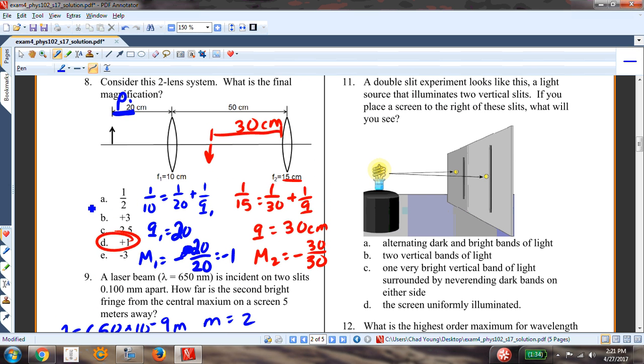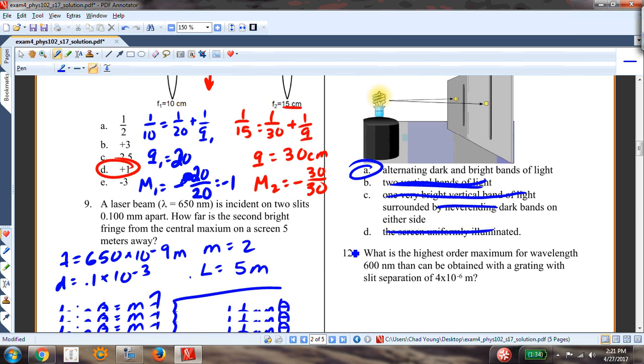Okay, I have a double slit experiment. Which of these scenarios will occur? Okay, it's not two vertical bands of light, though that seems like what it should be. It's not one very bright vertical band of light surrounded by never-ending dark bands on either side. They actually will come to an end, so we can get rid of that. And it's definitely not going to be the screen uniformly illuminated. It's going to be A.